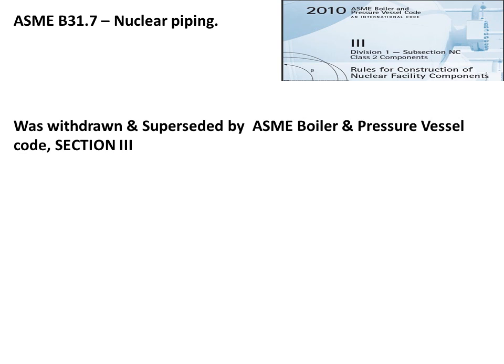Next is ASME B31.7, meant for nuclear piping. Well, this was withdrawn and superseded by the ASME Boiler and Pressure Vessel Code, Section III.